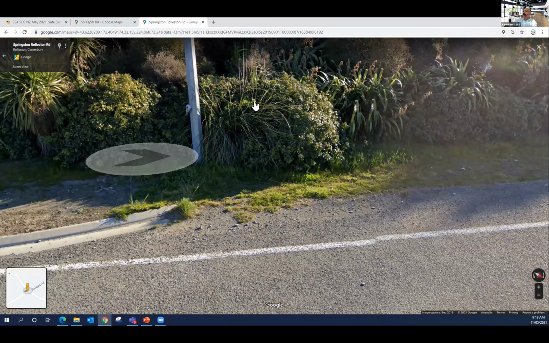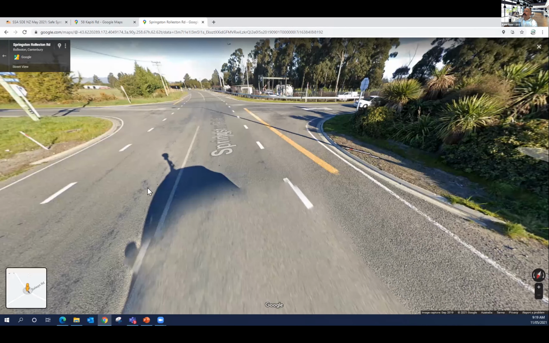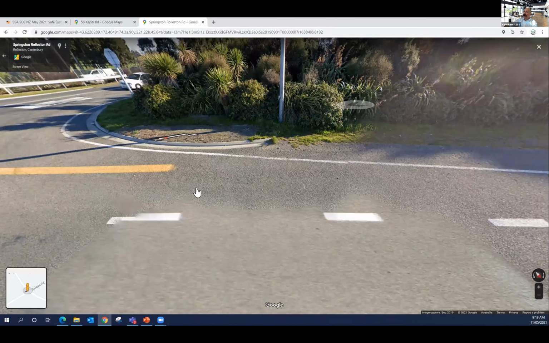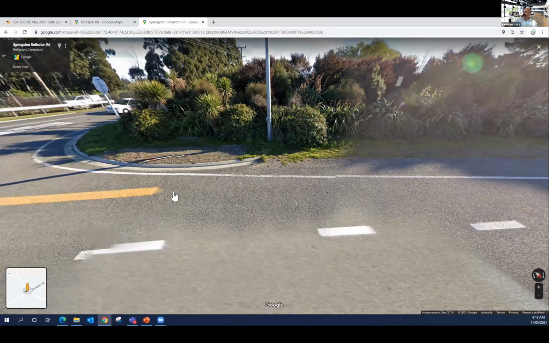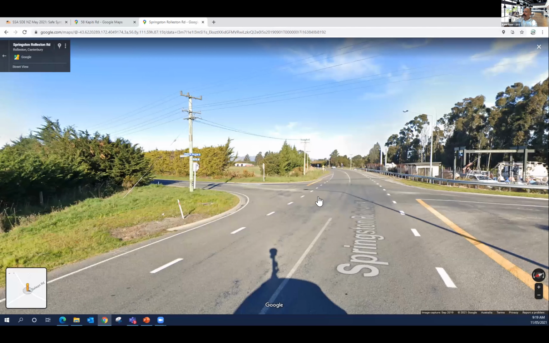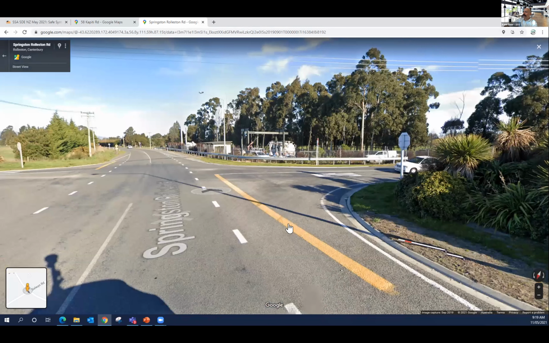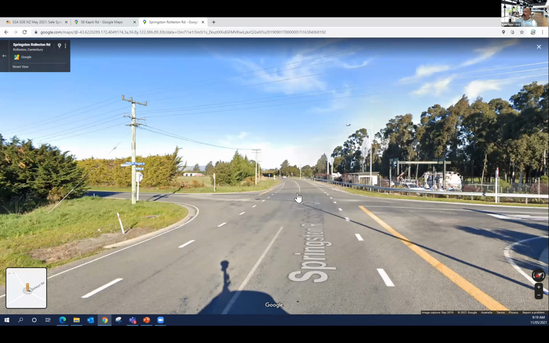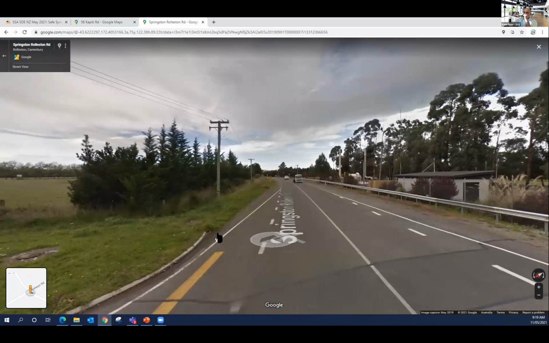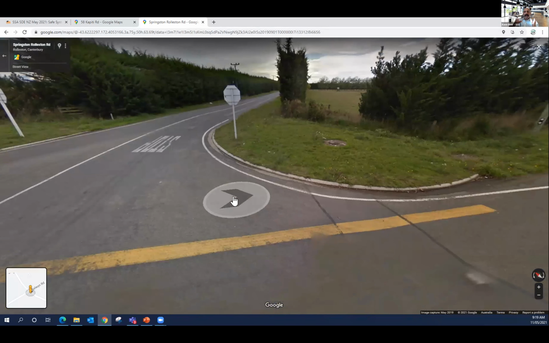We've got some general shrubbery there, but we do have your power poles, which are obviously rigid. Somebody put a little delineator on it to try to do something, maybe for the vehicle coming out this way to see something there. And another power pole there.